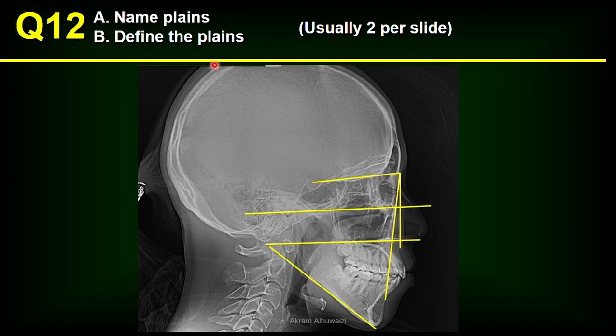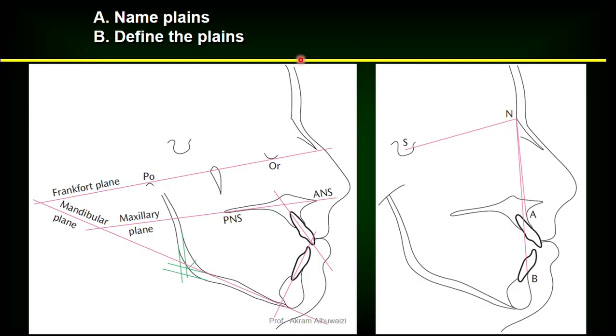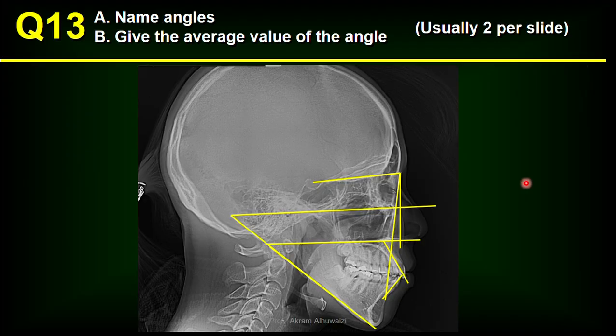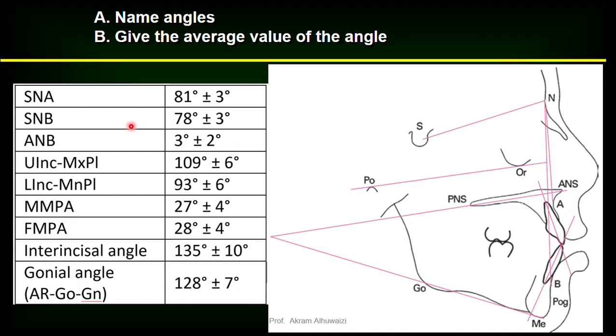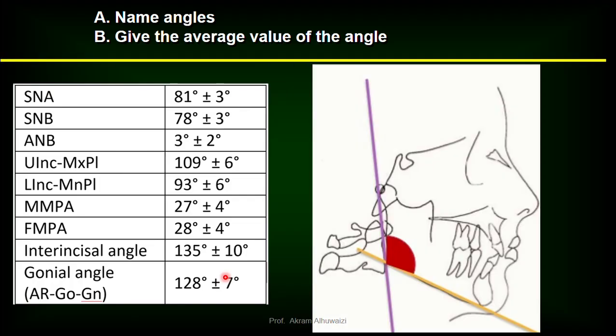The other type of question is name the planes and define the planes. Usually you also get 2 per slide. The most common planes are the Frankfurt plane, mandibular plane, maxillary plane, the SN plane, the NA plane, and the NB plane. Name the angles and give the average values. Usually you also get 2 per slide. These are the summary of the various angles with their normal variation also noted down. This is also the gonial angle.